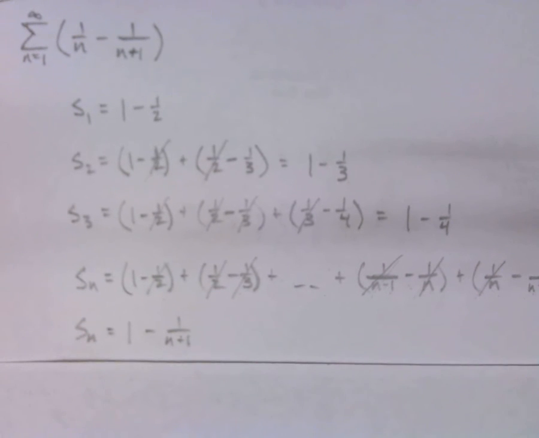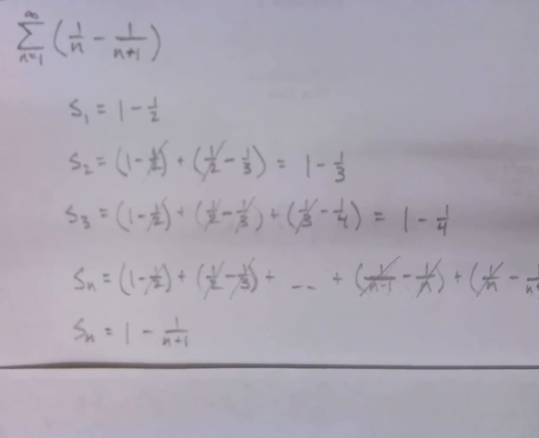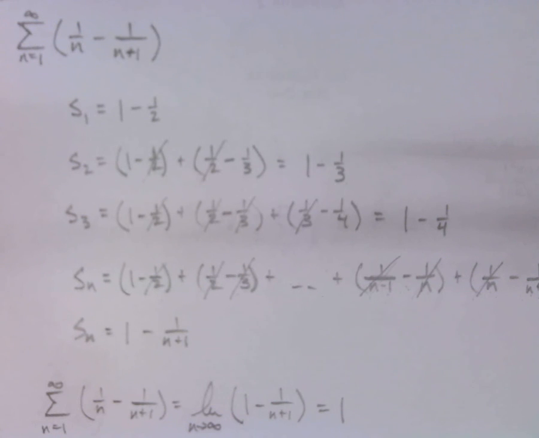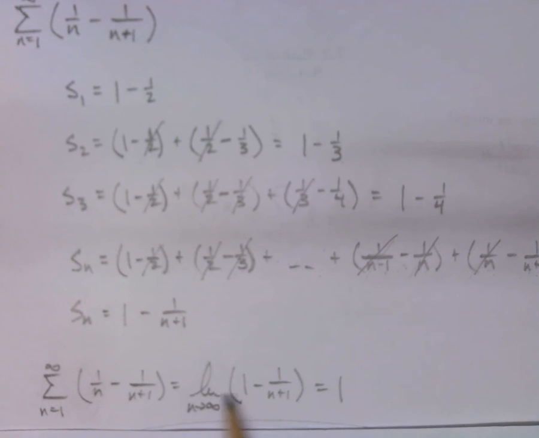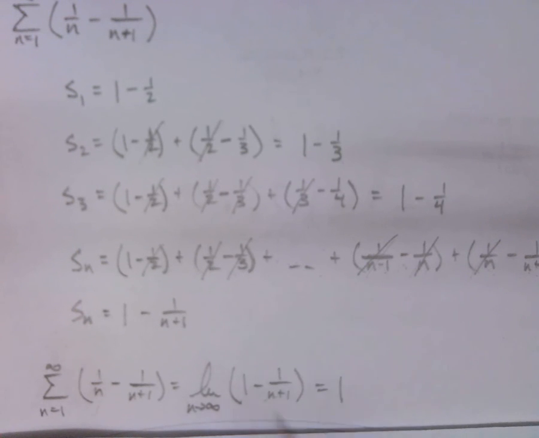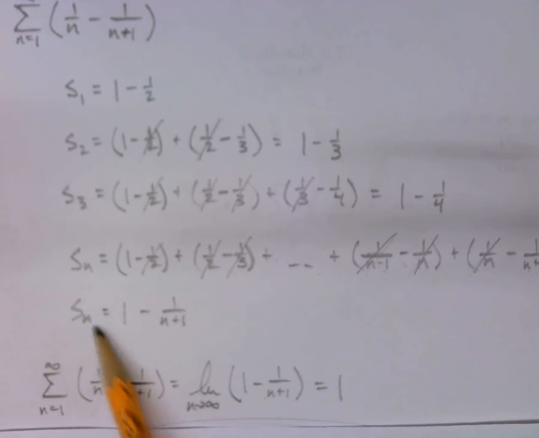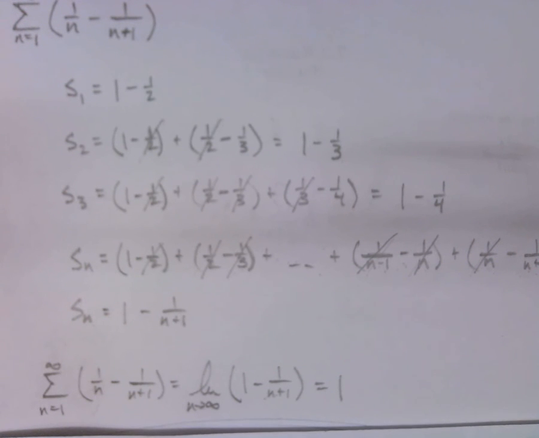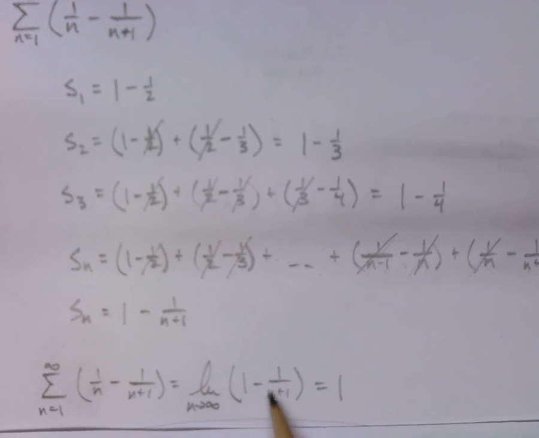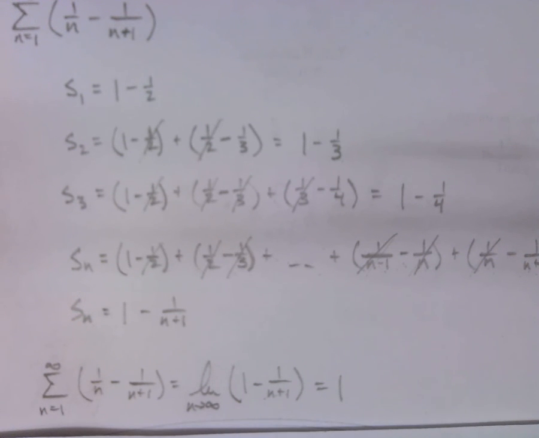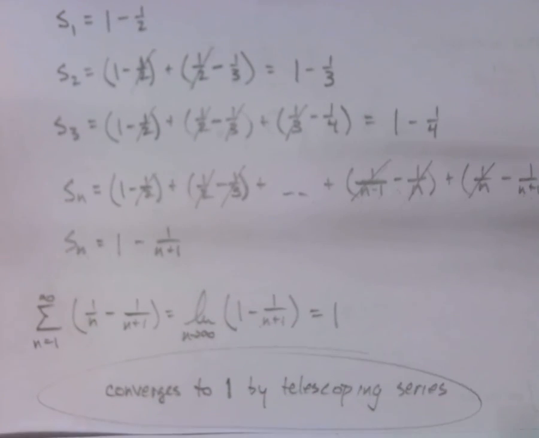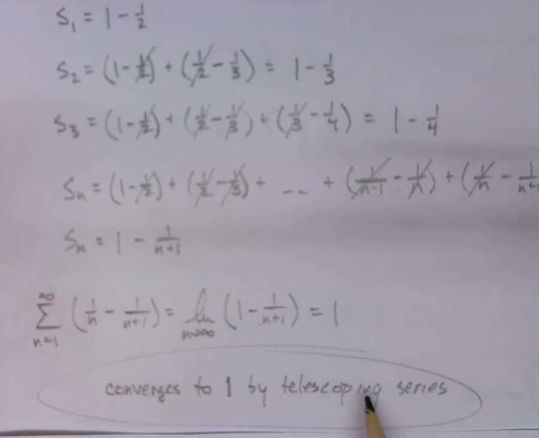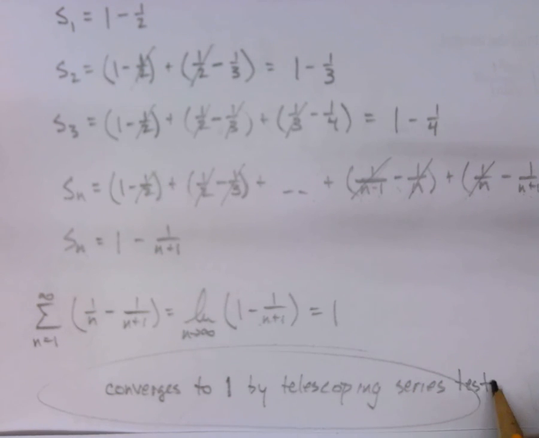Okay, so then what? Well, if we've got the nth partial sum, then to find out what the original series adds up to, we'll take the limit of the nth partial sum. That's how we did it way back at the beginning of this section. As n goes to infinity for the nth partial sum, what happens? Well, that part's going to go to 0. Our answer here is 1. So in this case, the original series converges to 1 by the telescoping series test.